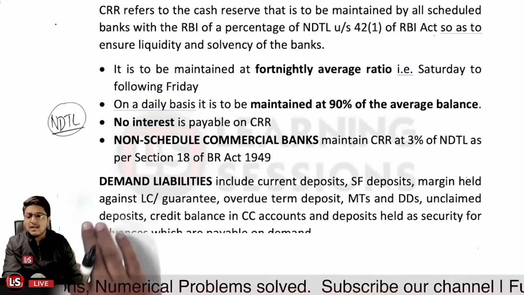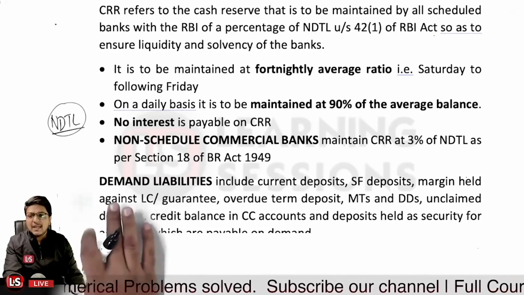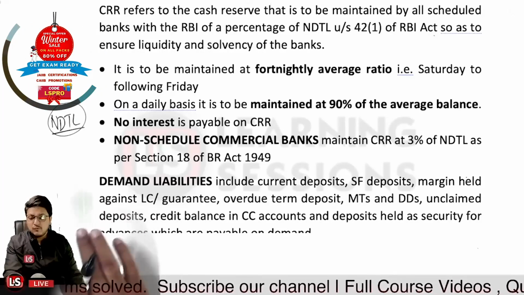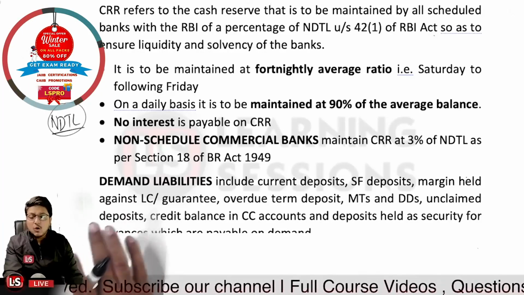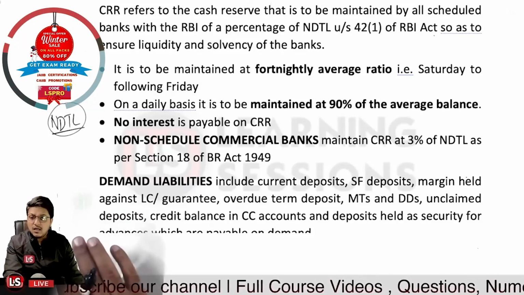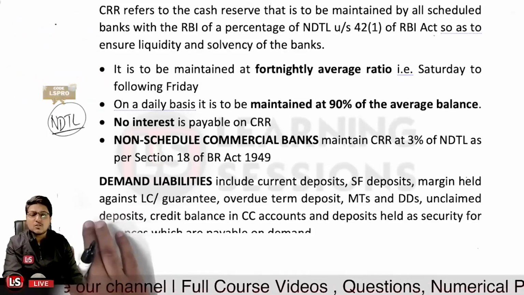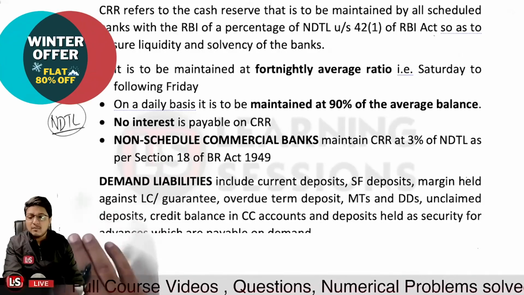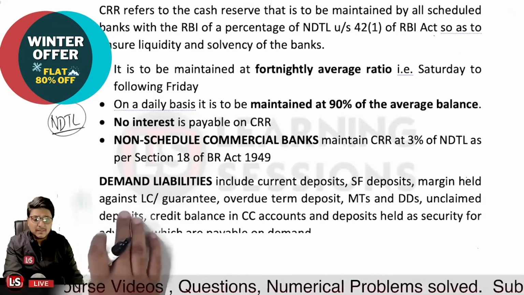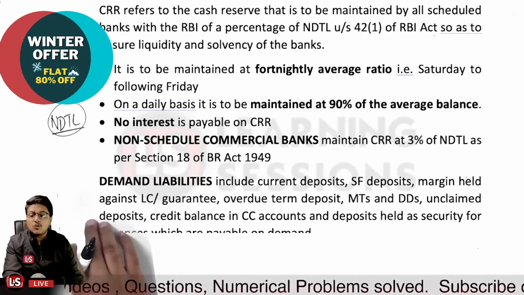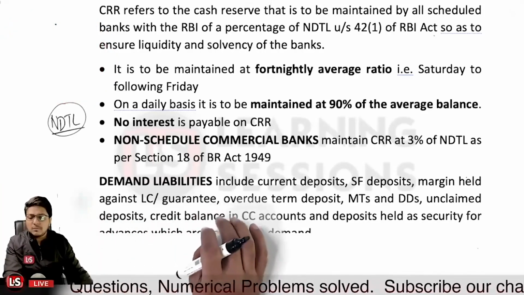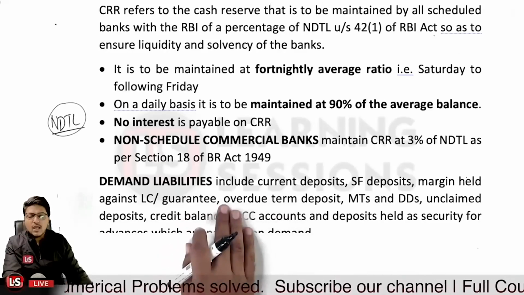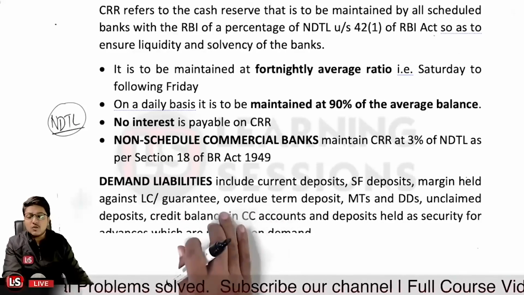When we say demand liabilities, what does it mean? It indicates the deposits which can be withdrawn on demand. This relates to the CASA, that is current account deposits or savings account deposits, and the margins maintained for LC or guarantee purposes, or overdue term deposits which have not been renewed and have not been picked up, those are also available on demand.